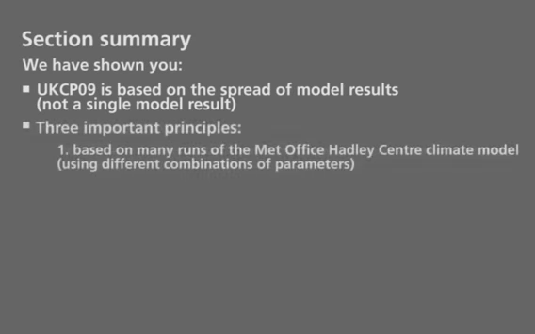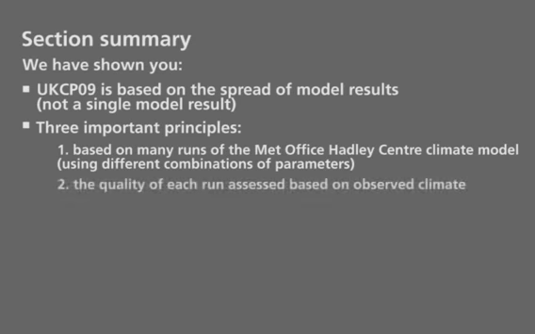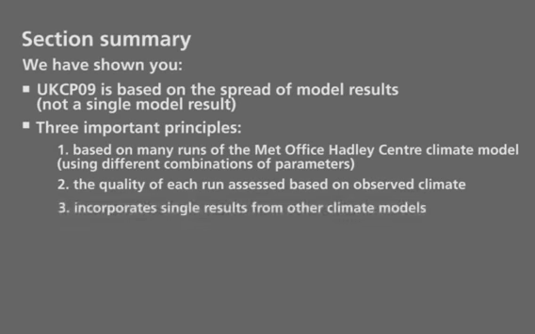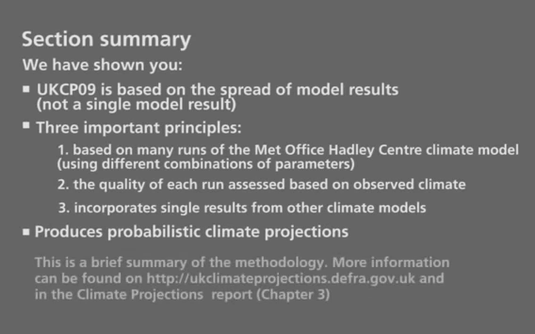In this section, we've shown how the modelling for UK CP09 has been developed. We followed three important principles. The first one being that UK CP09 is based on a spread of model results and not just a single model run. The second principle is that the quality of each model run has been assessed based on the observed climate. And finally, we've incorporated single results from other climate models. And this has produced what we now call the UK climate projections.